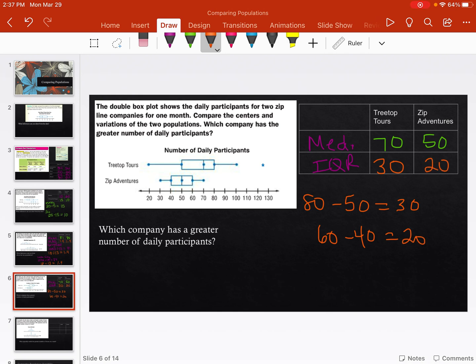Which company has the greater number of daily participants? You can tell that Treetop Tours does, because here these line up. 75% of the days are above 50 people a day, but only 50% of the days are for Zip Adventures. Also you can just see how much higher they get, up to 100 for Treetop, and nowhere close to that with Zip Adventures.